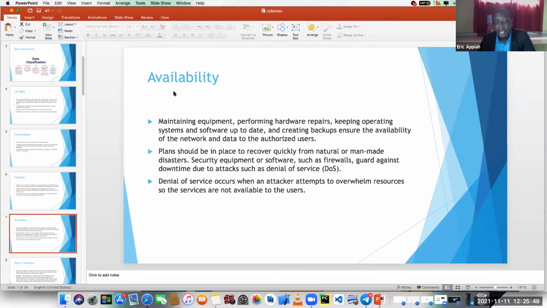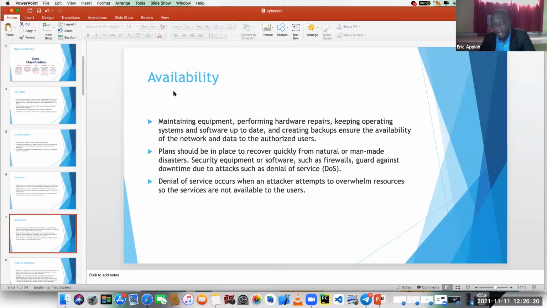A typical example recently is Facebook. Facebook, WhatsApp, the variety of services that they offer went down, and everybody was complaining. In such a case, it affected several businesses and several families. We should be able to avoid that using backup systems, and that is a typical example of availability.